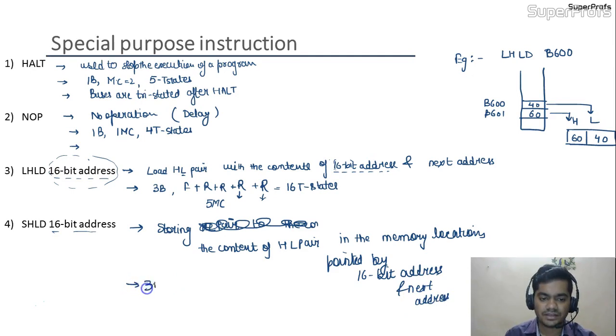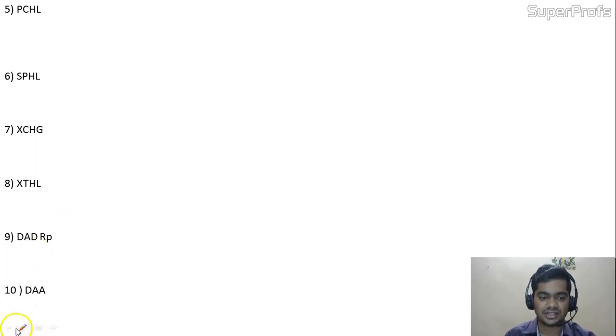So there would be a 3-byte instruction. First cycle would be fetch, then read, then write and write, because we are transferring the data from HL to these memory locations. So we need 2 write operations, 2 read operations, and 1 fetch. So the total T states would be 16 T states. I hope you have understood these instructions. The next instruction is PCHL. What this instruction is doing is transferring the content of the HL register pair to the program counter.